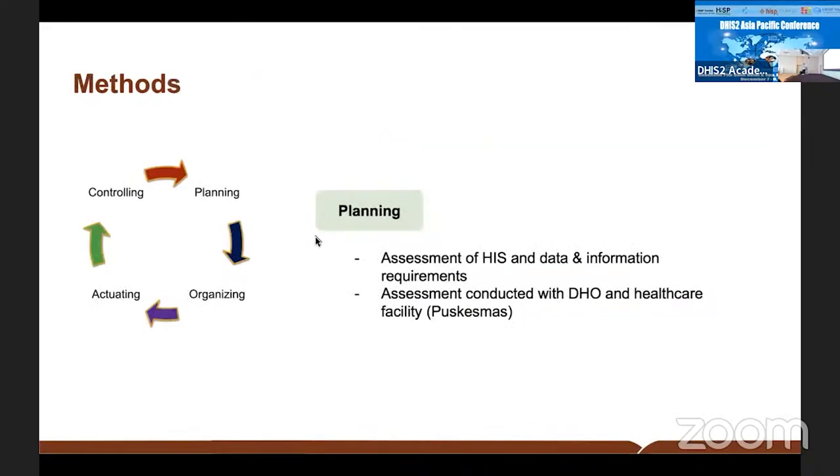So we started with the planning, organizing, actuating, and controlling framework, or POAC. For the first phase, planning, we assessed the health information system in Denpasar and determined the requirements in the area. We also discussed with the district health office and the healthcare facilities, which we call Puskesmas, for the primary healthcare facility.